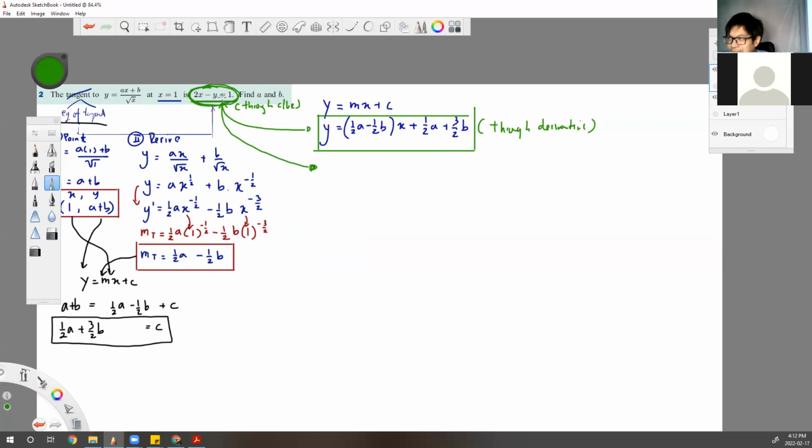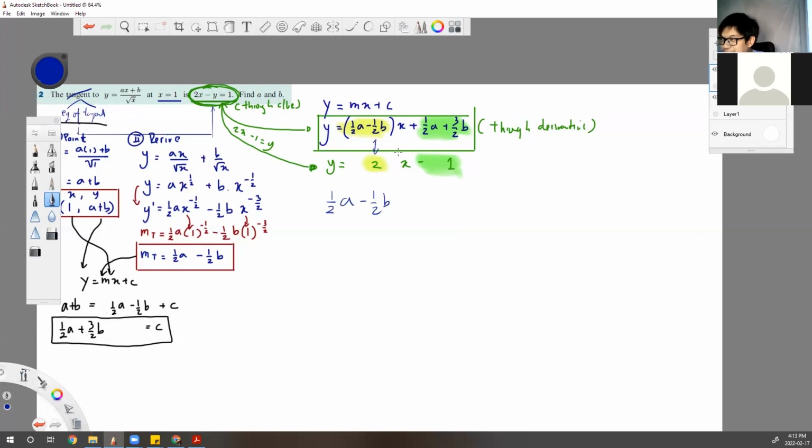So 2x minus 1 equals y, right? I just change this. 2x minus 1 equals y, and I just switch the order, left becomes right, right becomes left. So y equals 2x minus 1, right? I just switch the order, and then you can see the parallel. This will be a plus, this will be the m, and this will be the c, right? So use the simultaneous linear equation. That's the way you find the a and b.